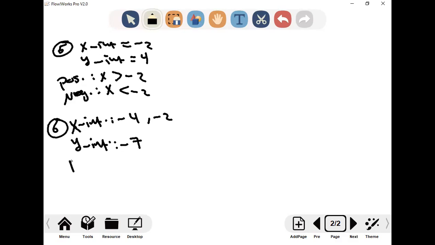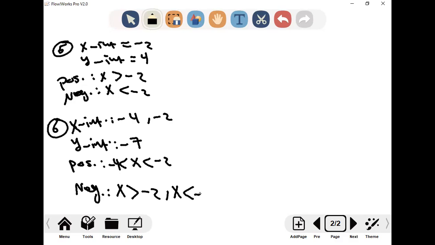Now positive and negative. In question 6, positive is x between -4 and -2, right? You can write between, you can use this. And negative when x more than -2 and x less than -4. We have two ands.